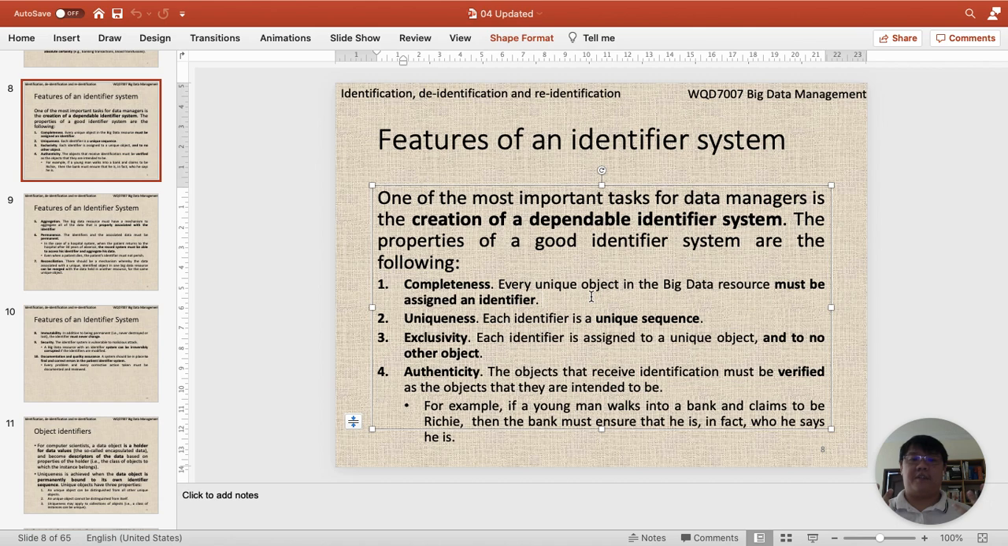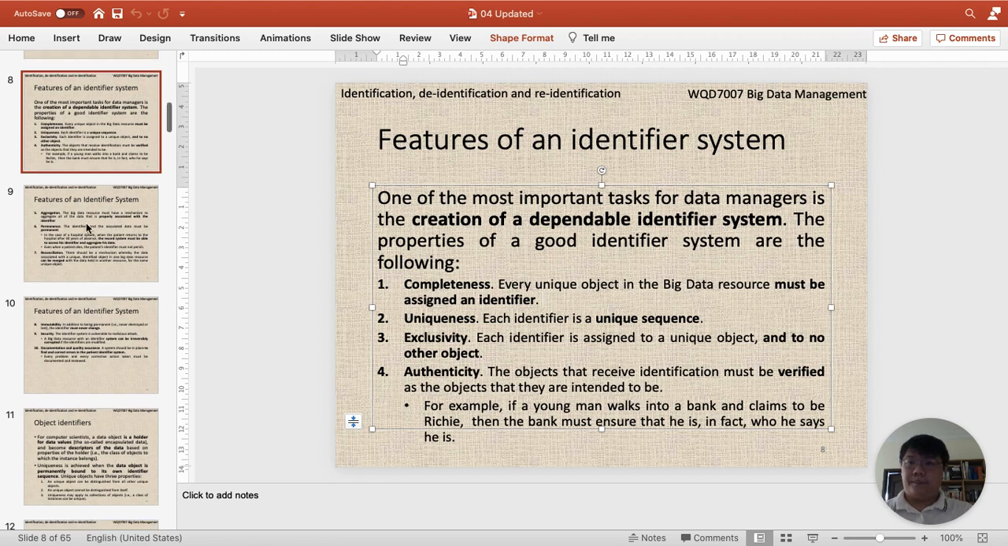So that's the reason why you have an authentication process whenever you are going to the bank, trying to do some withdrawal, or doing online transactions or online banking transactions, where the operator will ask you for some verification information. So there's a way for you to authenticate your identifier to the objects that it is intended for. There is a way to make sure that these two things are connected.